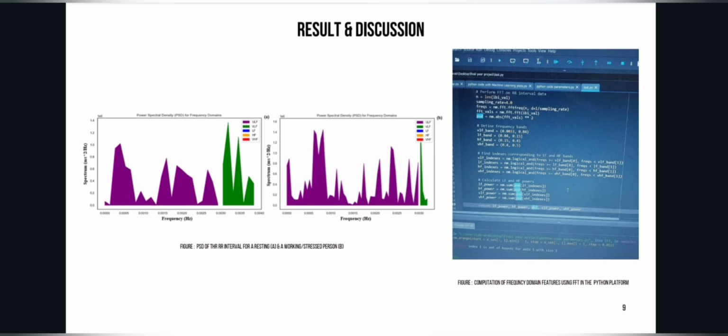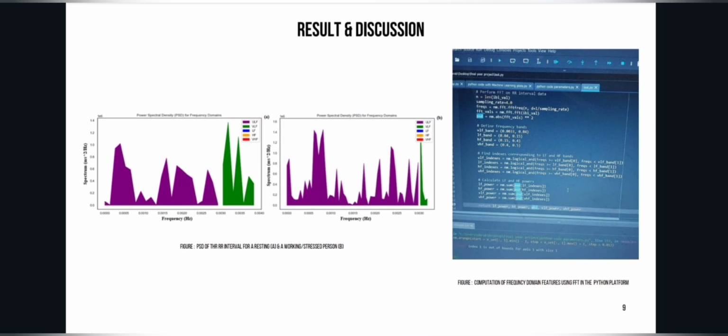Ultra low frequency and very low frequency power has been obtained from the ultra low frequency and very low frequency power bands from the power spectral density of the RR interval data, which has been shown in the figure. In the left side, the figure shows the power spectral density of the RR interval of a randomly chosen person at different physiological conditions.